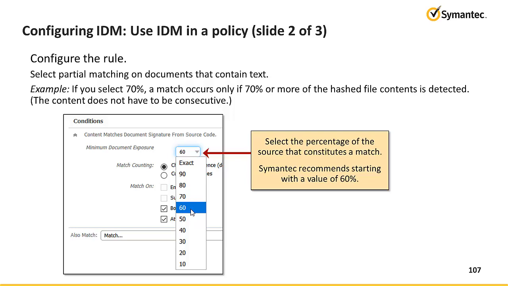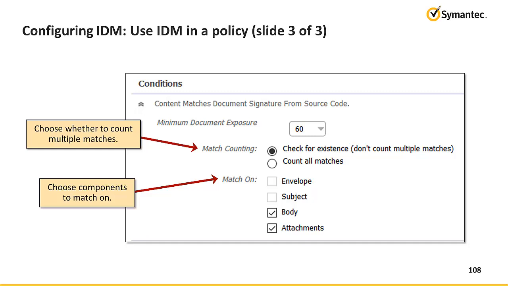Symantec DLP also performs an exact match on very small files, typically those smaller than 300 characters. Lastly, choose whether to count multiple matches and choose which components to match on, whether envelope, subject, body, or attachments. When finished, save the rule and the policy.